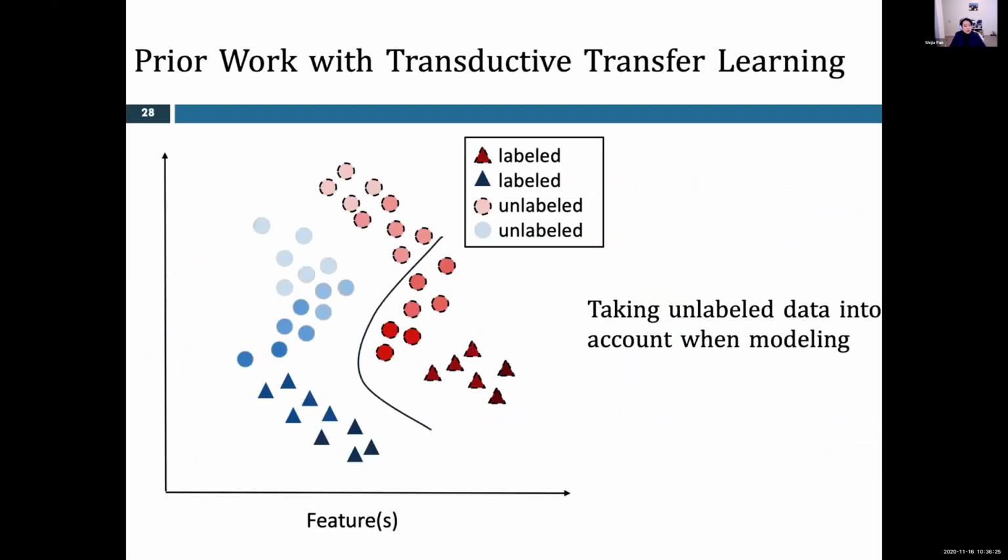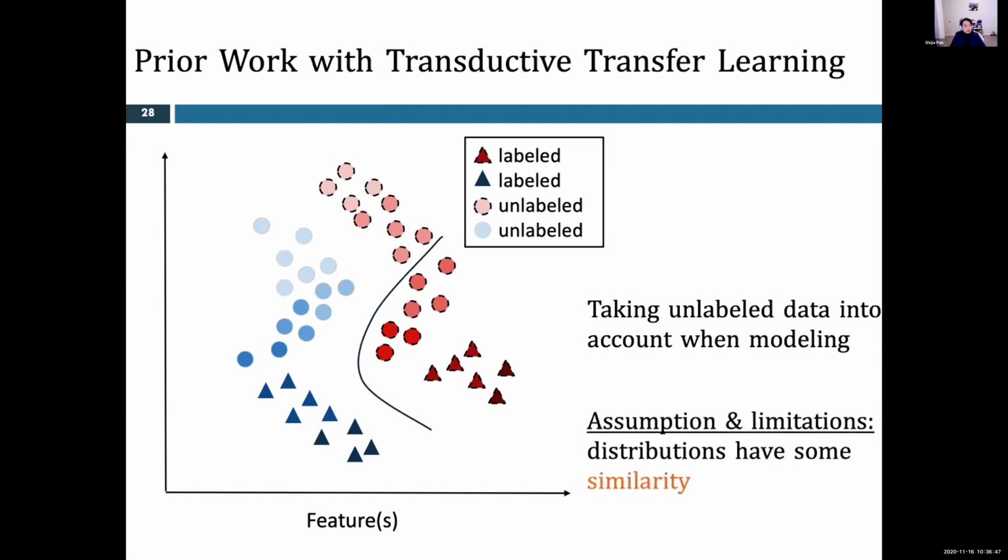So this gives us an inspiration. Can we utilize prior work on the transductive transfer learning? Prior work on this gives us the intuition that the transductive transfer learning can take unlabeled data into account when modeling. But they do have the assumption or limitation where the unlabeled data and the labeled data need to have some similarity in their distribution.